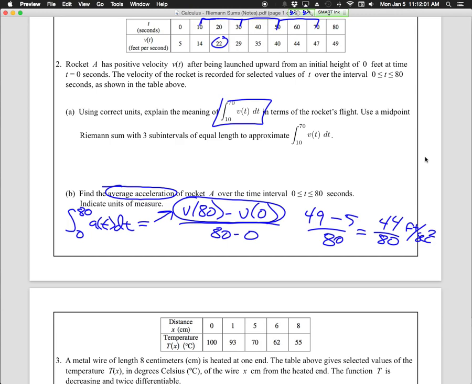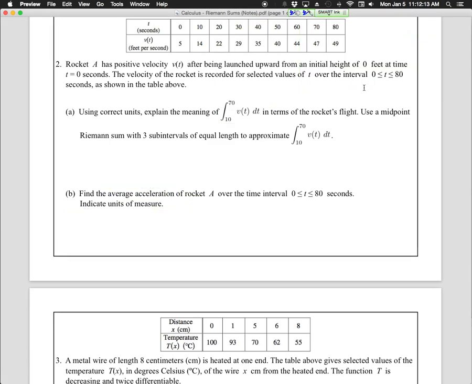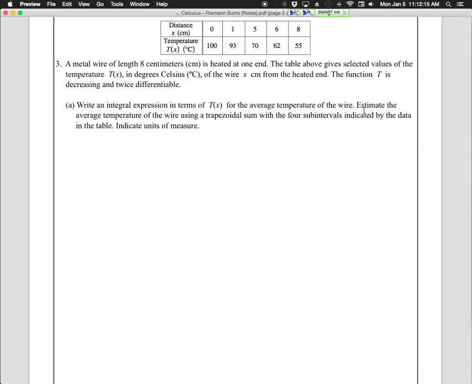Okay? Because this is equal to that. Okay? And we'll need that going into the last example we had. All right, number 3.